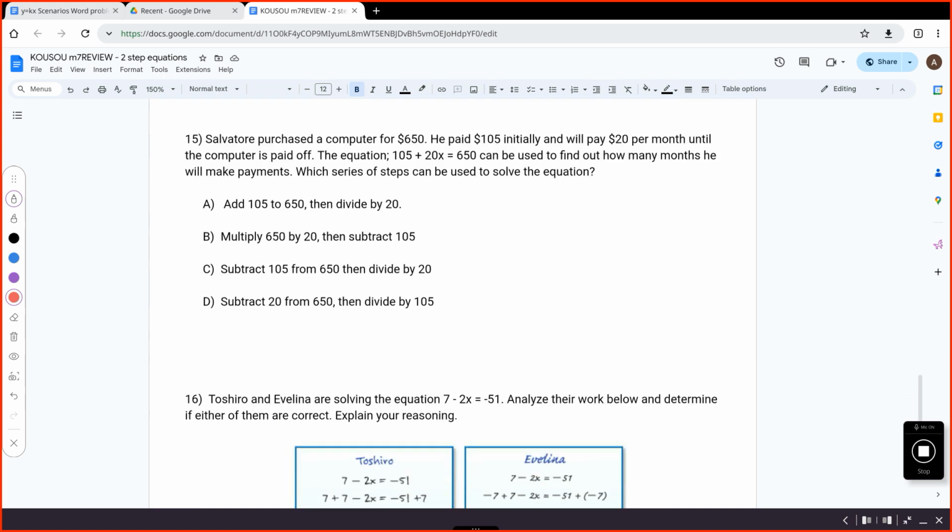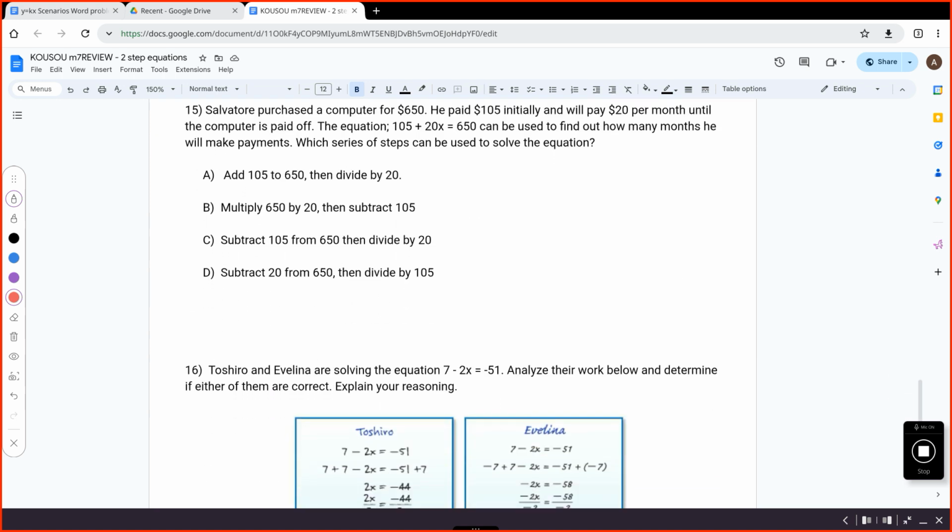Number 15, Salvatore purchased a computer for $650. He paid $105 initially and will pay $20 per month until the computer is paid off. The equation 105 plus 20x equals 650 can be used to find out how many months he will make payments. Which series of steps can be used to solve the equation?